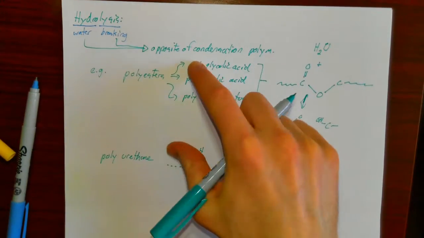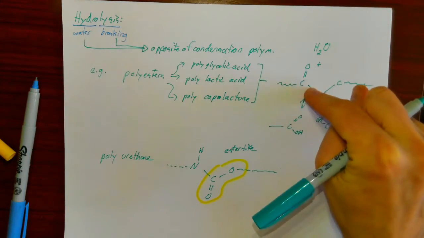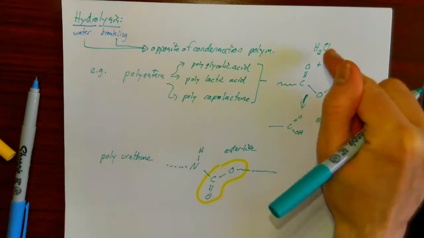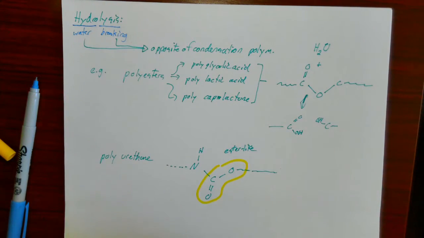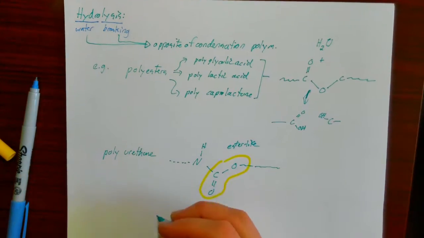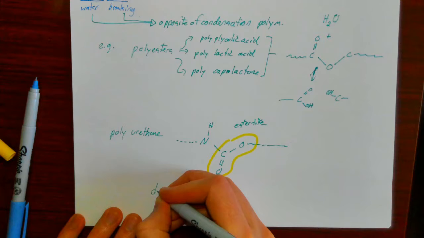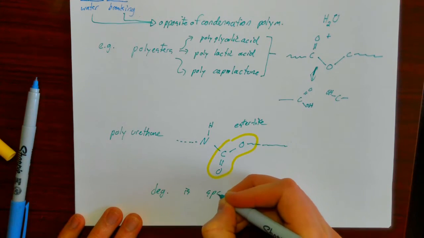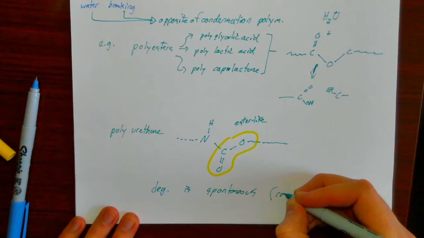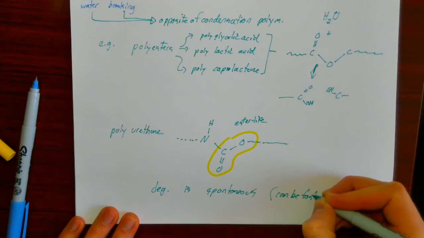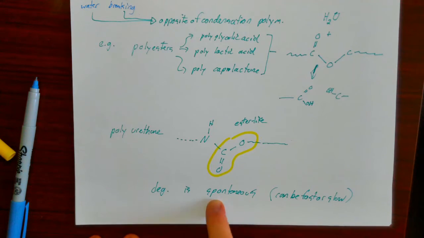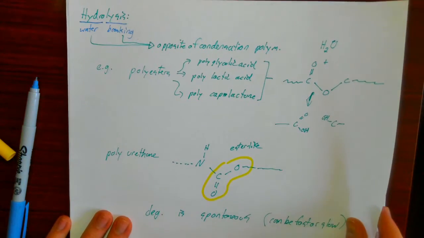This reaction of water with these ester bonds is spontaneous. As long as the water's there, some of the reactions can be fast and some can be slow, but eventually these reactions will occur, and these bonds will break for both polyesters and polyurethanes. So the key thing is that the degradation is spontaneous. It can be fast or slow, but if you wait long enough in the presence of water, these things are going to break.